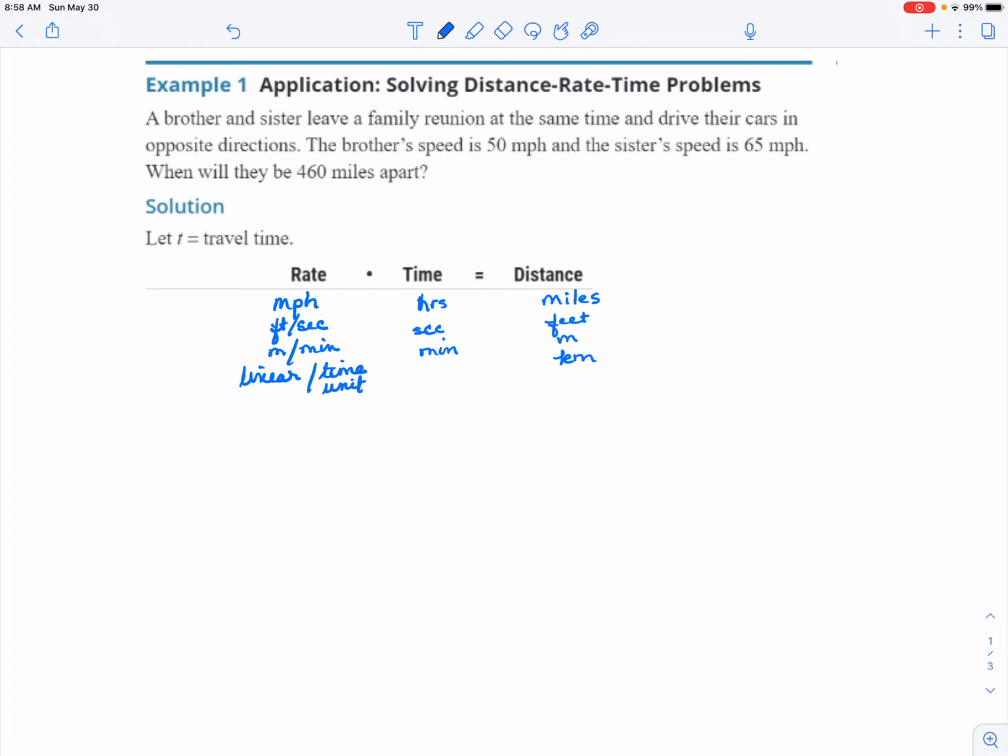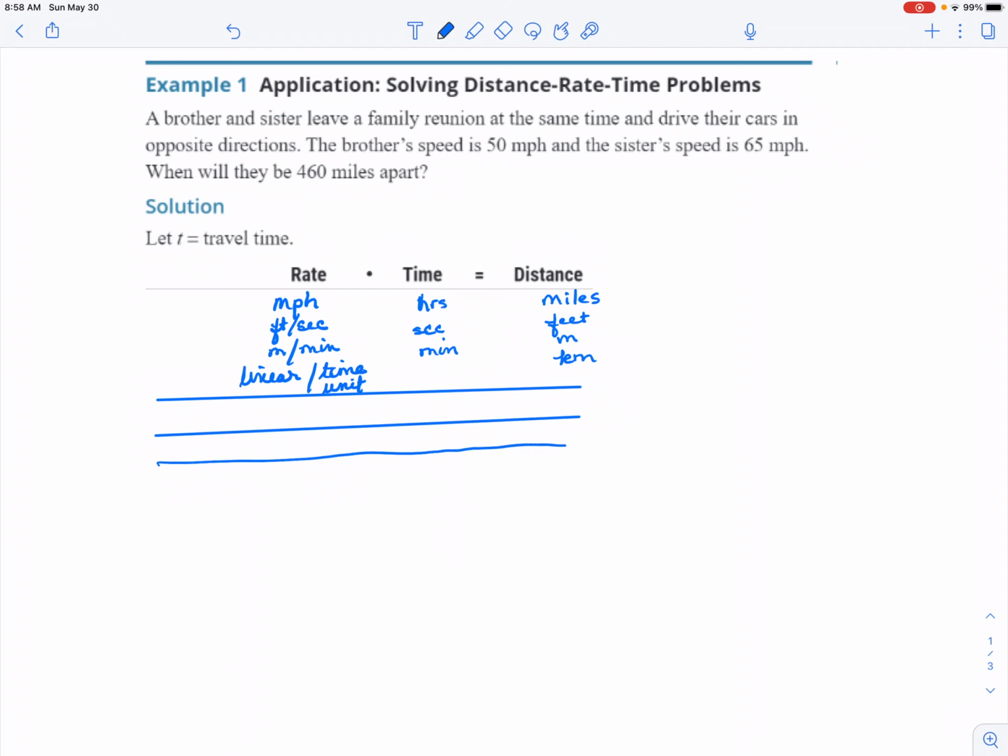Notice that I have left the formula, rate times time equals distance. When I copied this problem, that becomes the template or the guide for the chart. I would highly recommend that you create a chart when you work these problems. It's a really good way to get yourself organized and sort of keeps the information from being so overwhelming. And I would also recommend that you do a sketch. So I'm going to start with a sketch.